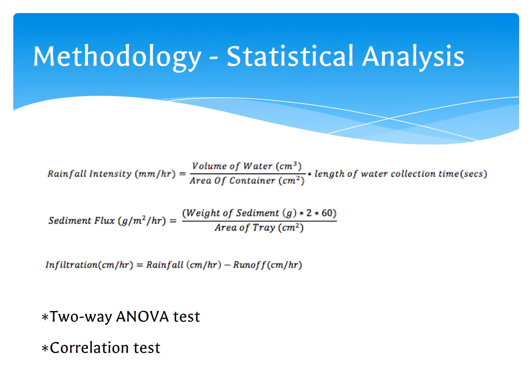To calculate rainfall intensity, sediment flux, and infiltration, we use formulas related to the level of rainfall, runoff, and size of the catchment. A 2-way ANOVA test was used to eliminate rainfall as potentially responsible for the difference between replicates. Finally, a correlation test was performed to assume confidence that the sediment flux was a result of the different rates of runoff.